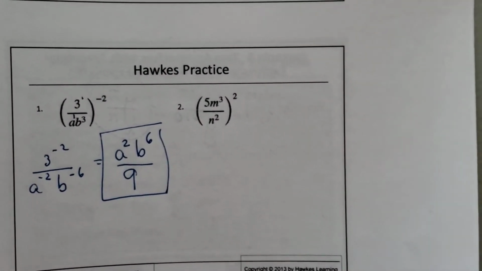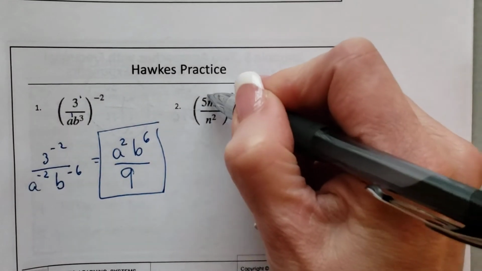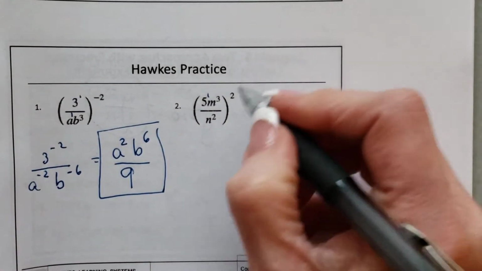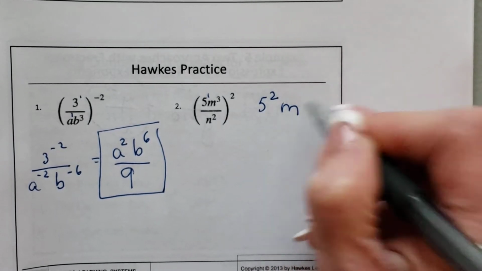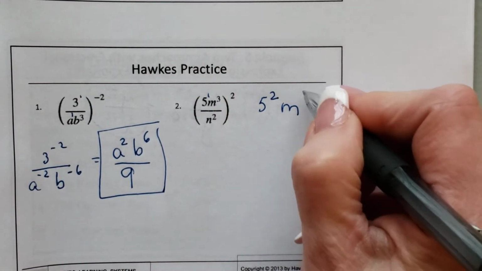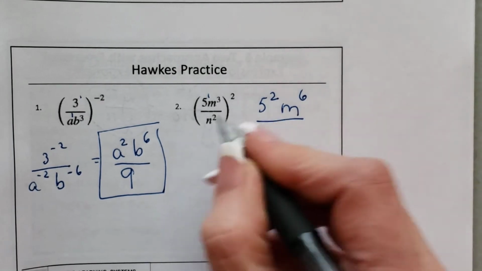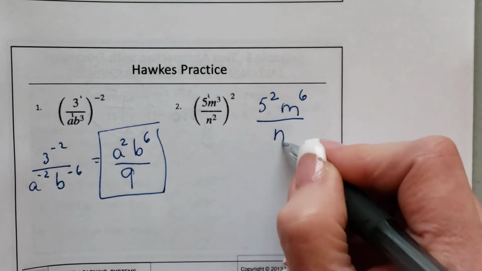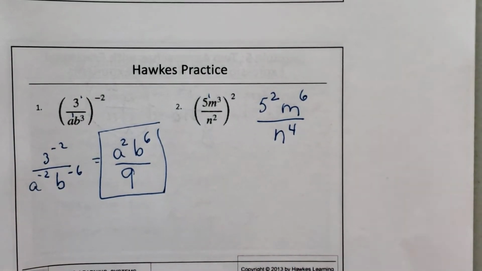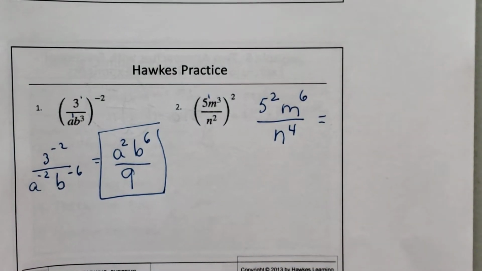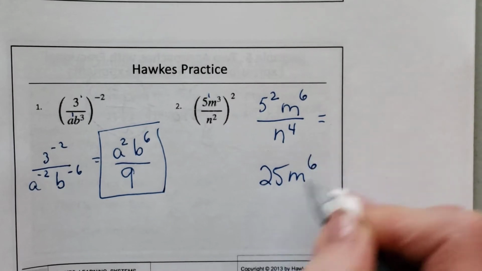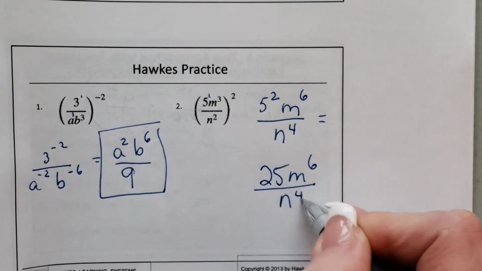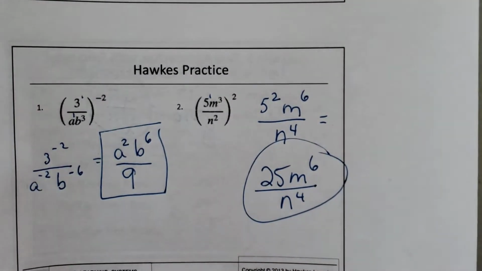So for my example 2, I'm going to distribute that 2 to every exponent. So 1 times 2 is 2, so I have 5 squared times m to the 3 times 2 is 6 over 2 times 2 is 4. Well, the only thing I have left to simplify is 5 squared. So 5 squared is 25, 25m to the 6th n to the 4th, and that's my final answer.